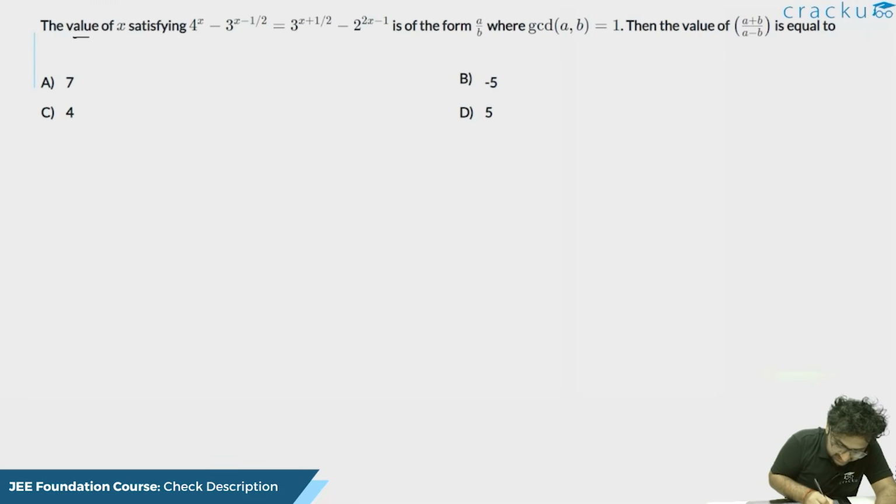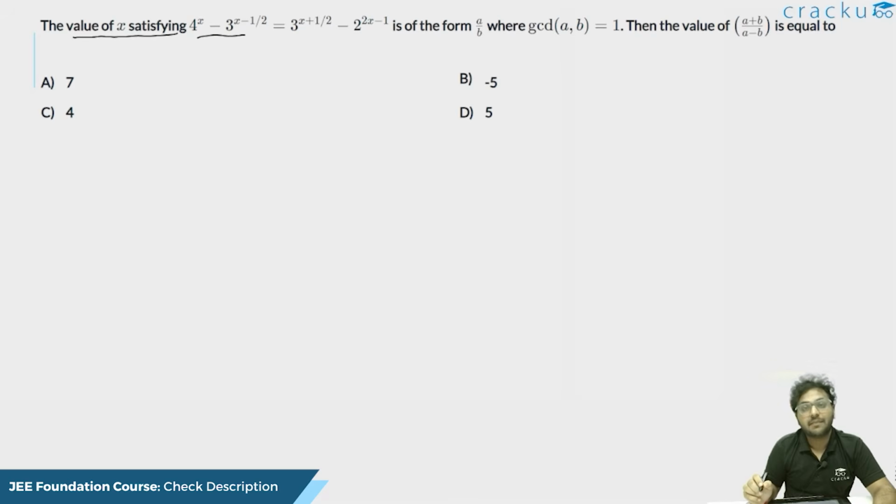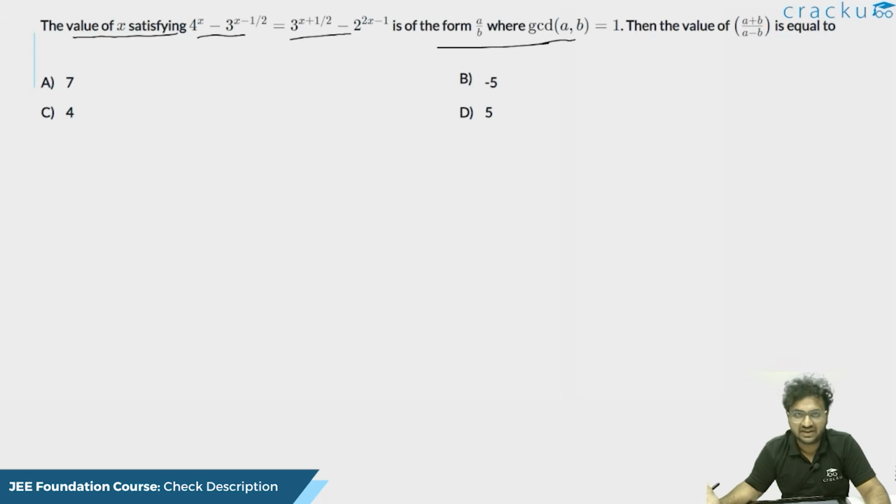So the question says that the value of x satisfying 4^x − 3^(x − 1/2) = 3^(x + 1/2) − 2^(2x − 1) is of the form a/b, where GCD, the greatest common divisor or highest common factor (HCF), of a and b is equal to 1. Then the value of (a + b)/(a − b) is equal to.